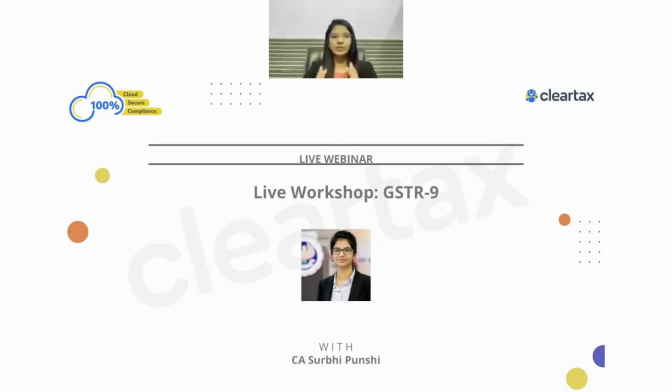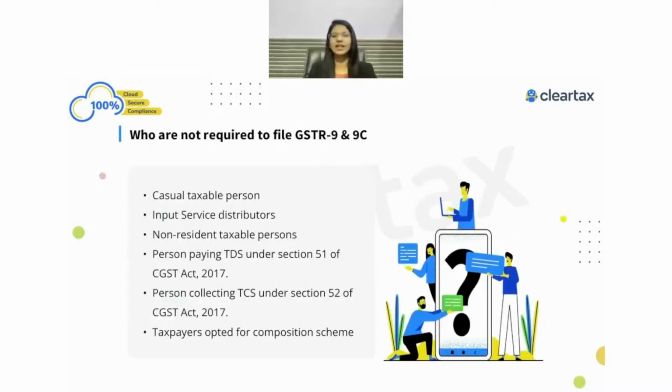Today's live workshop will be more focused on the ITC part. In the last session, we discussed the liability part, where we understood different tables. We also understood the basics of GSTR-9, like to whom this GSTR-9 is applicable. When we talk about aggregate turnover, we always have to compute it at a PAN level. But when it comes to filing of GSTR-9, it has to be filed at a GSTN level.